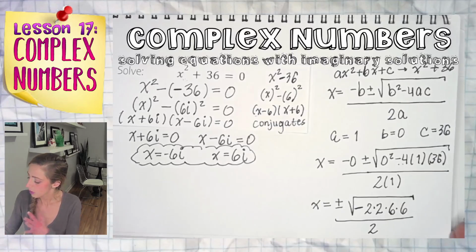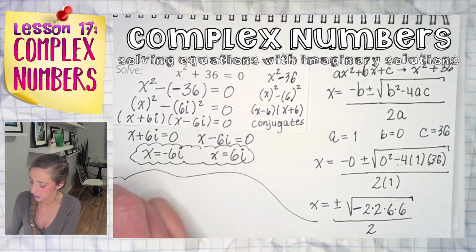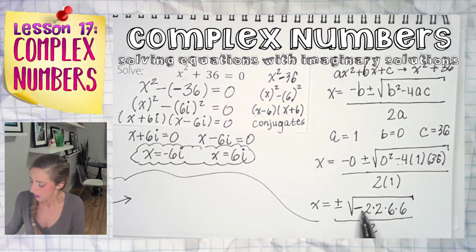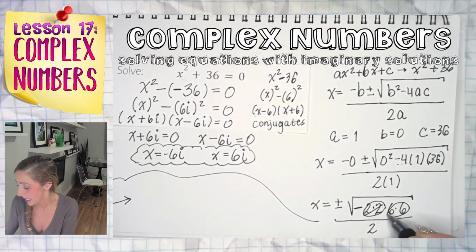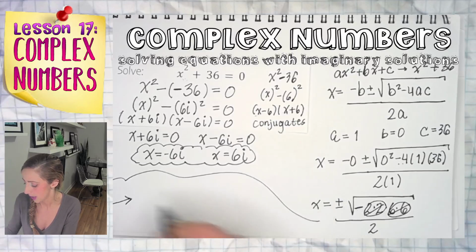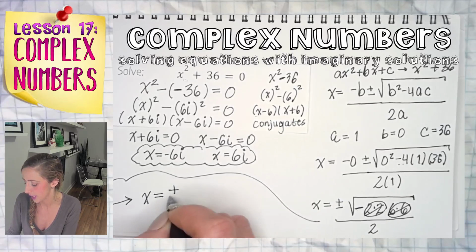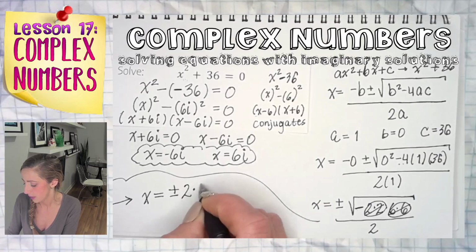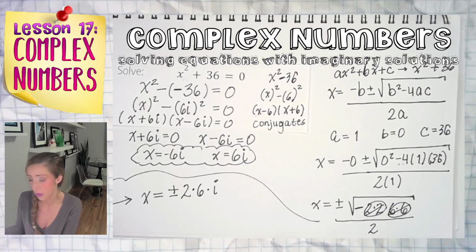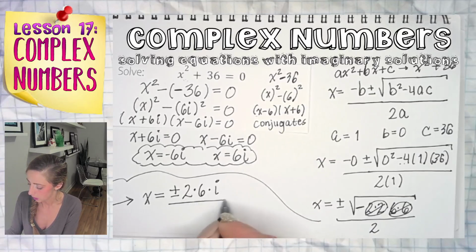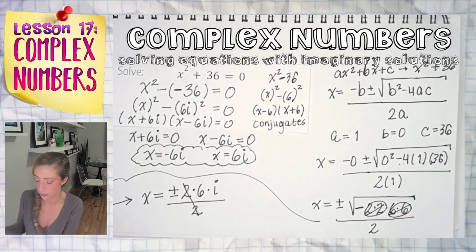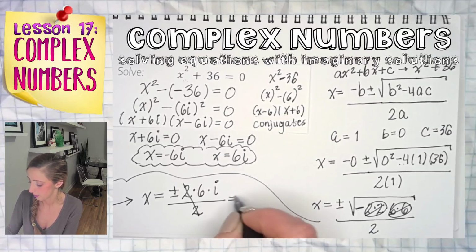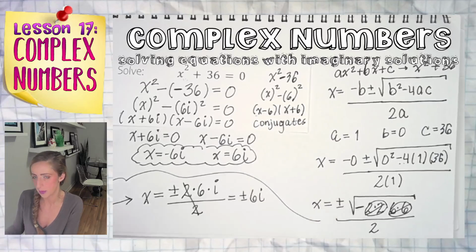Now, I hate when I do this, but here we are. The negative can come out as i. It takes a pair to make a square. 2 can come out. A 6 can come out. And that's going to become i. So what do we have? x is equal to plus minus 2 times 6 times i, nothing left inside my radical, all over 2. We can reduce or simplify those 2's, because 2 over 2 is 1, and that's it. Plus minus 6i. Same answers, this time they just come stacked, consolidated into a little package.